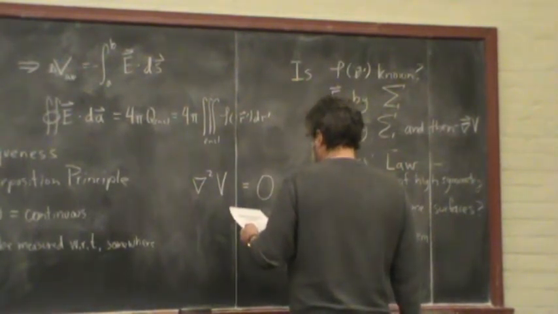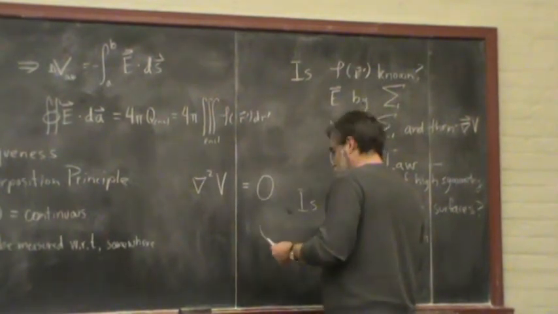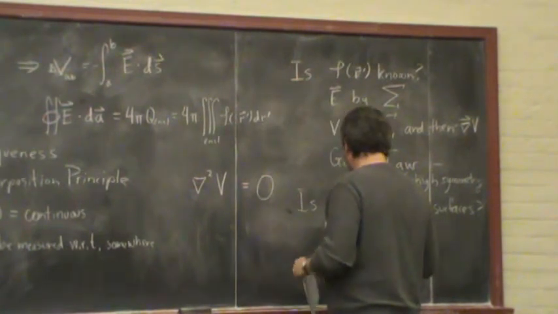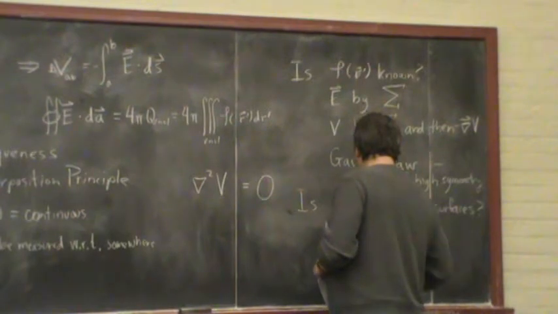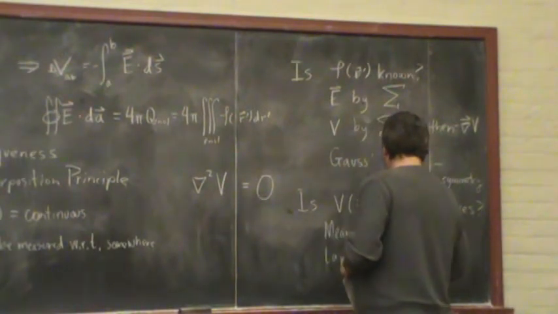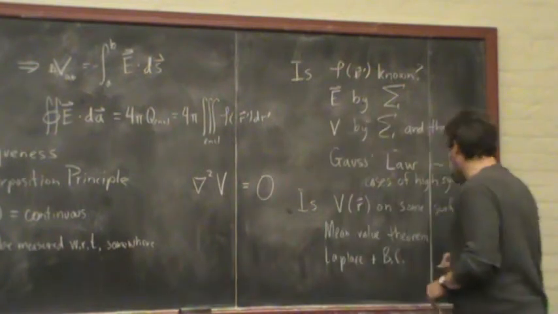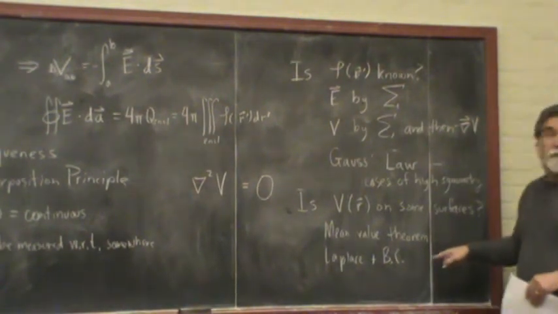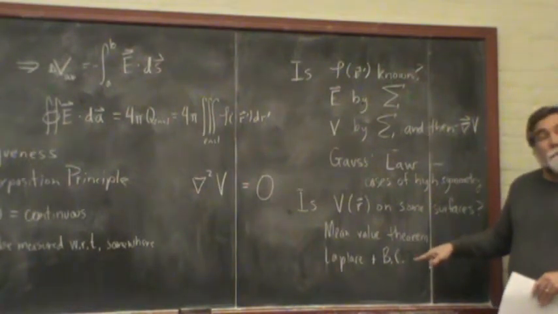What else do I want? Solve Laplace's equation in closed form for simple geometries. So I'll say Laplace plus boundary conditions, and sometimes we can do this, or actually almost always we can do this, it just may not be simple, right?